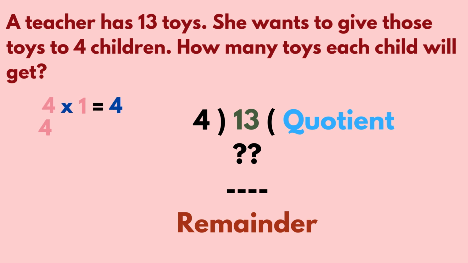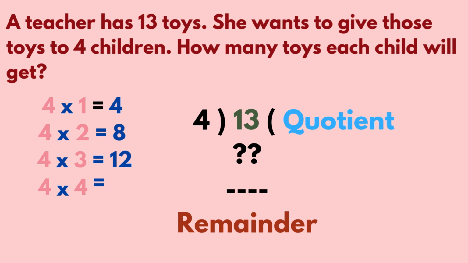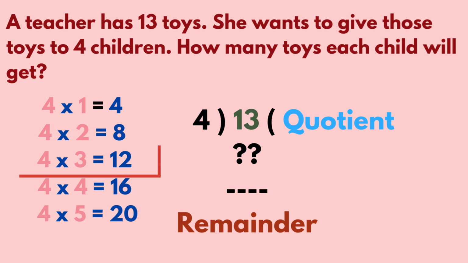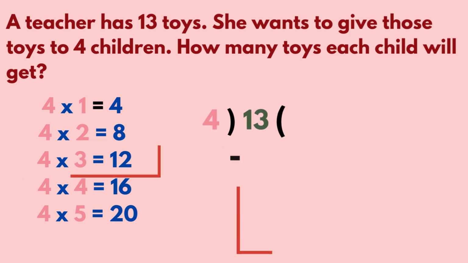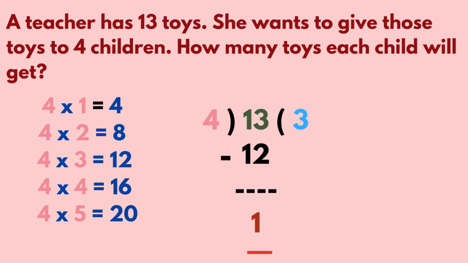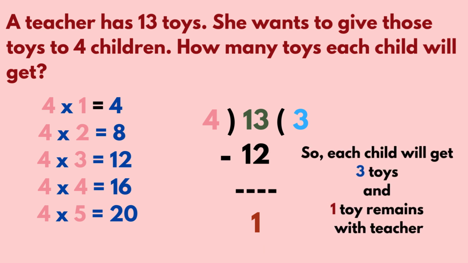4 ones are 4, 4 twos are 8, 4 threes are 12, 4 fours are 16, 4 fives are 20. Here 4 times 3 is 12. 13 minus 12 equals 1. Coefficient 3, remainder 1. So each child will get 3 toys and 1 toy remains with the teacher.